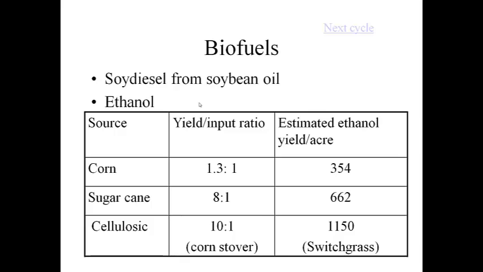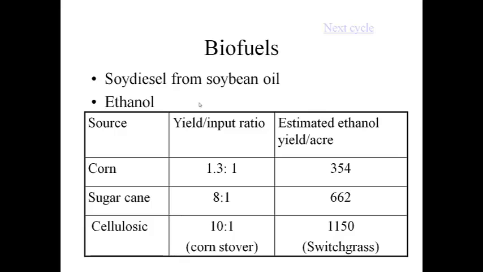So the yield to input ratio for corn ethanol is 1.3 to 1. We get 1.3 gallons of ethanol for every gallon of petroleum we put into that. It's just not efficient. The estimated yield per acre is only 354 gallons. Another problem with corn is that the carbohydrate is in the form of starch, and that starch has to be broken down some way because the yeast that makes the ethanol does not like starch.